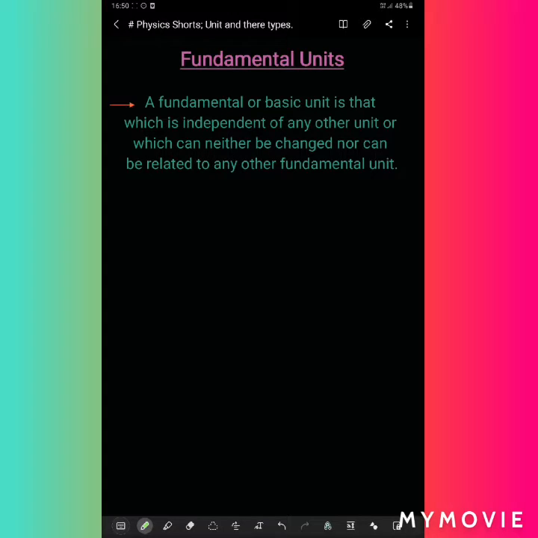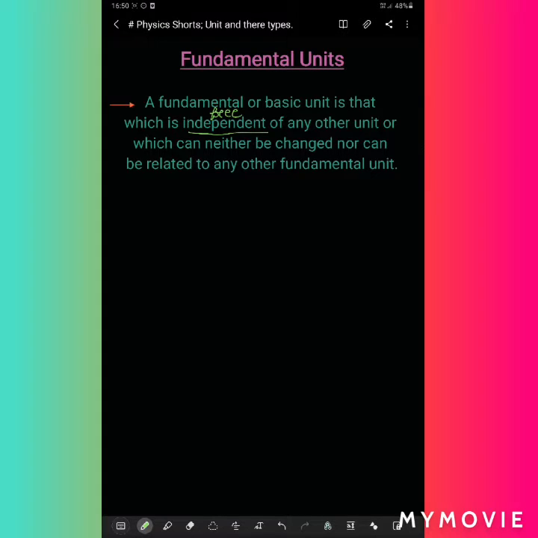What is the meaning of independent? Independent means free, okay, a free unit. We cannot keep it in any bound. It is a free or independent unit which can neither be changed nor be related to any other fundamental unit. It is a basic unit which is independent of any other unit, meaning it is not derived from any other unit. It is basically made by itself, not derived from anything.